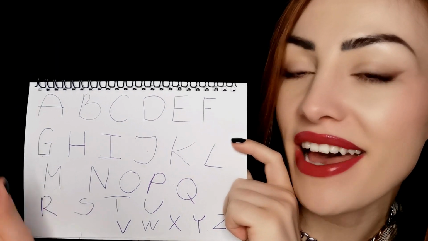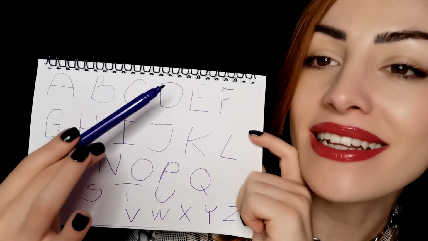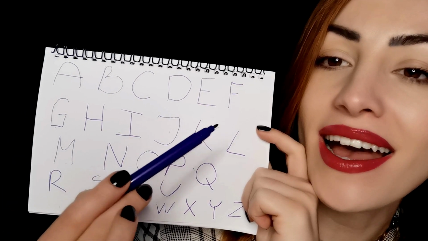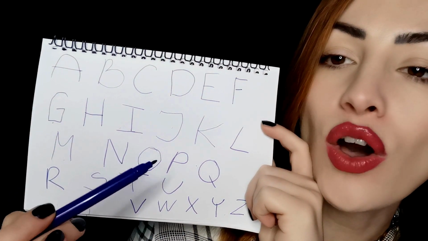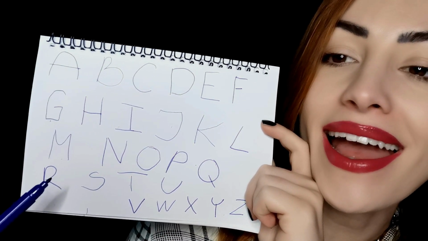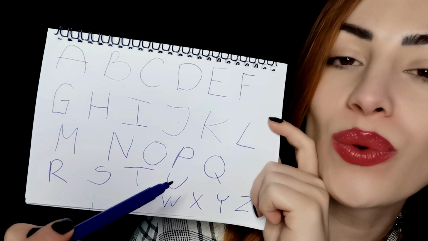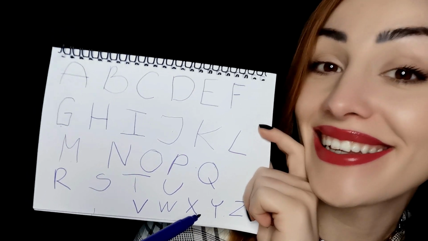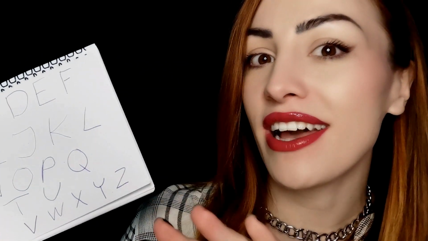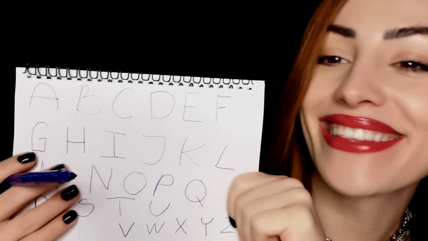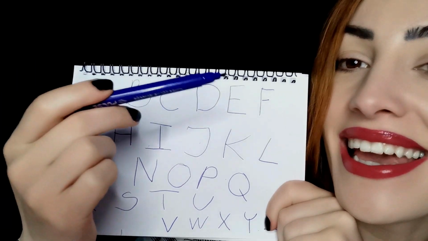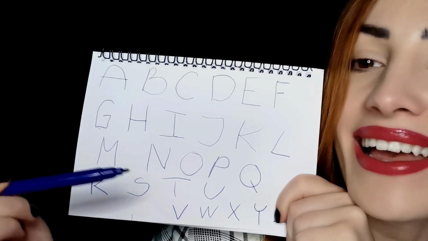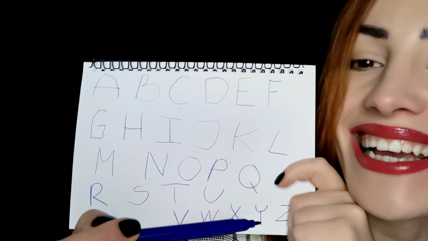Let's do it again, but a little bit faster. A, B, C, D, E, F, G, H, I, J, K, L, M, N, O, P, Q, R, S, T, U, V, W, X, Y, Z. Good job. And your final test, as fast as you can go. Ready? A through Z.